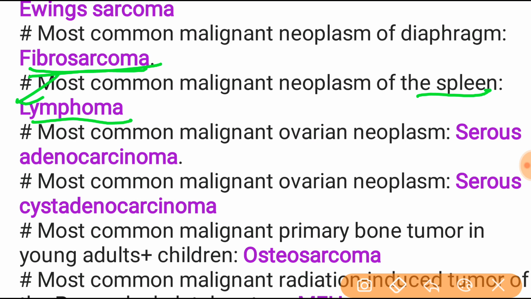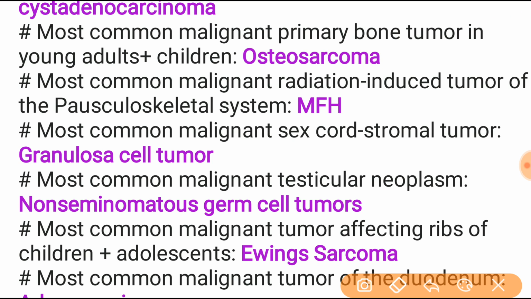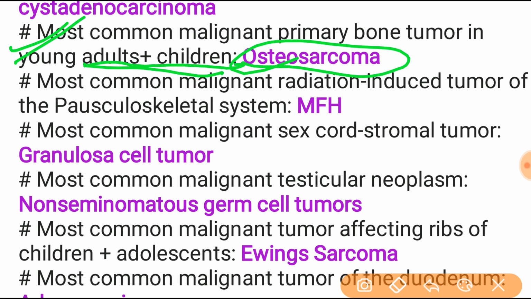This is also in the important section. The most common malignant ovarian neoplasm is the serous adenocarcinoma. The most common malignant ovarian neoplasm is the serous cystadenocarcinoma. These both are the same. The most common malignant primary bone tumor in the young adult and child is the osteosarcoma. This is a very important topic.